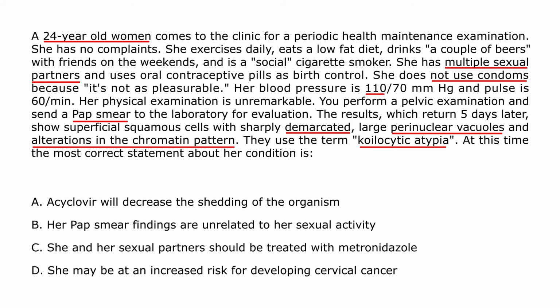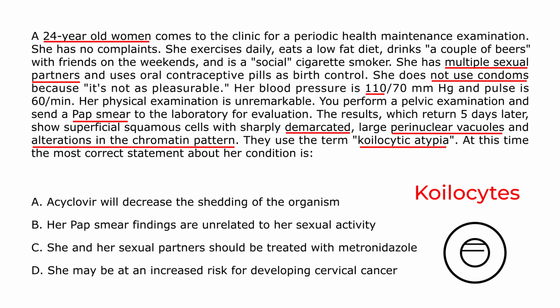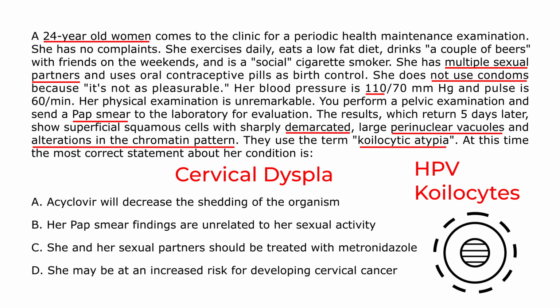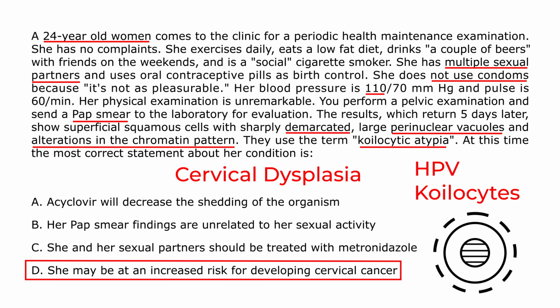At this time, the most correct statement about her condition is, well, this pap smear has shown koilocytes. And if you recall, these are those cells with the large nucleus and the halo that are characteristic of HPV, and in particular HPV cervical dysplasia. So of all the answer choices, the one that definitely jumps out is that she may be at increased risk for cervical cancer, because HPV definitely can eventually progress to causing cervical cancer.